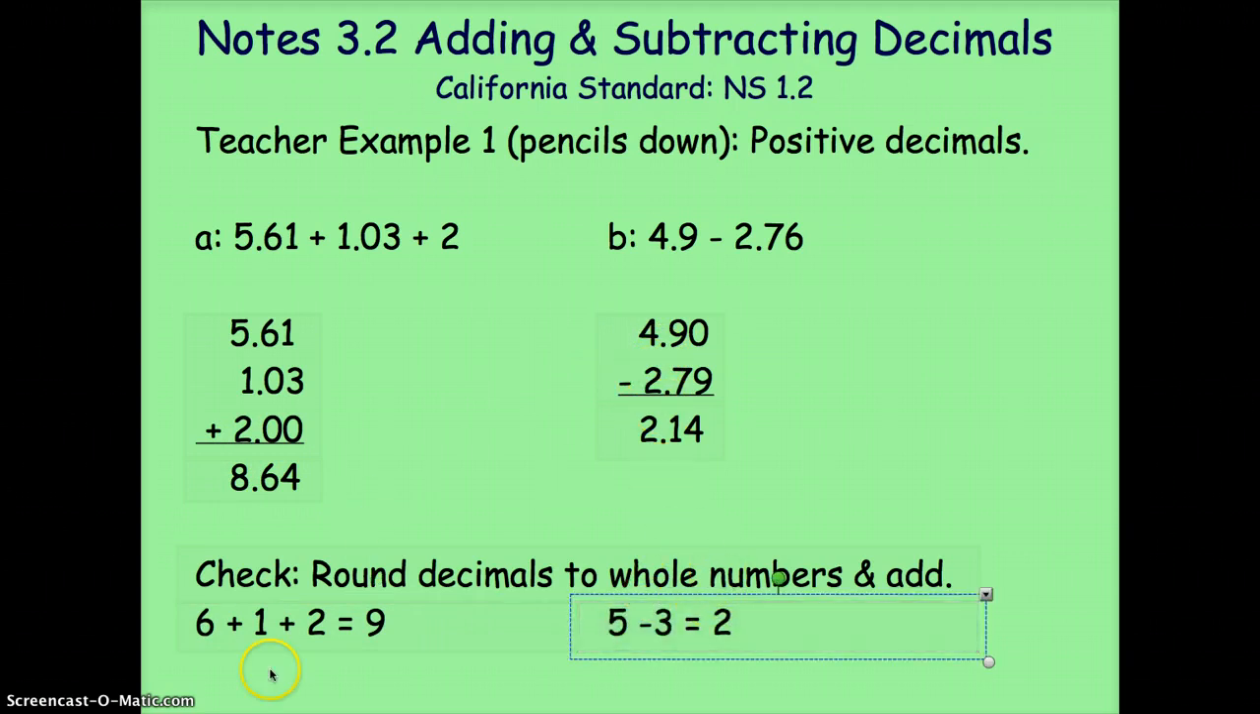Okay, and then when I go back and check my answers, 6 plus 1 plus 2 would give me 9, which is close to 8 and 64 hundredths, so I know I'm on the right track. And here, 5 minus 3 gives me 2, which again is very close, so it tells me that I am on the right track, that I probably did everything right. Could have made a careless mistake, but going back and checking that work will help take care of a lot of those.